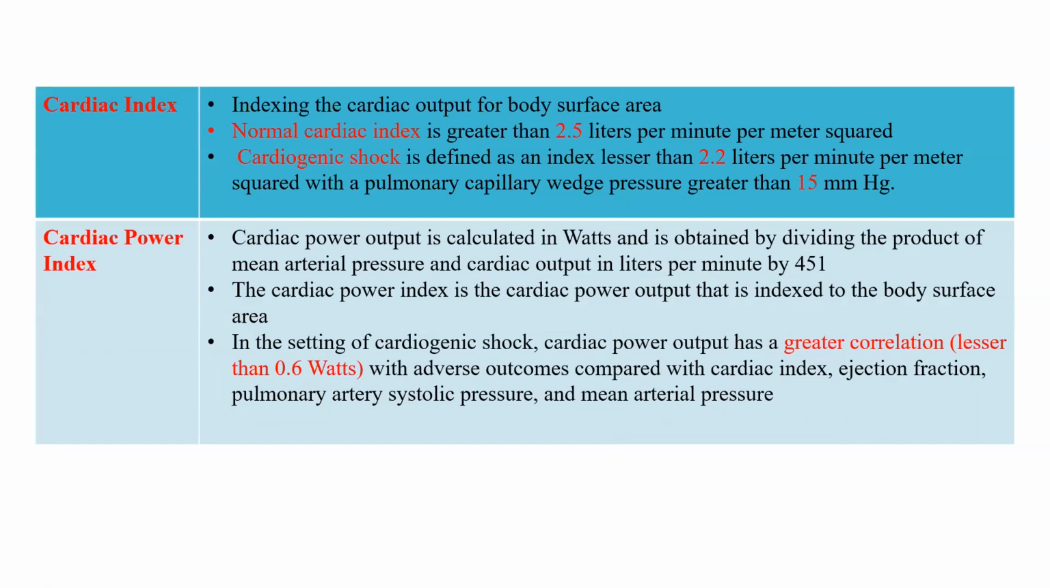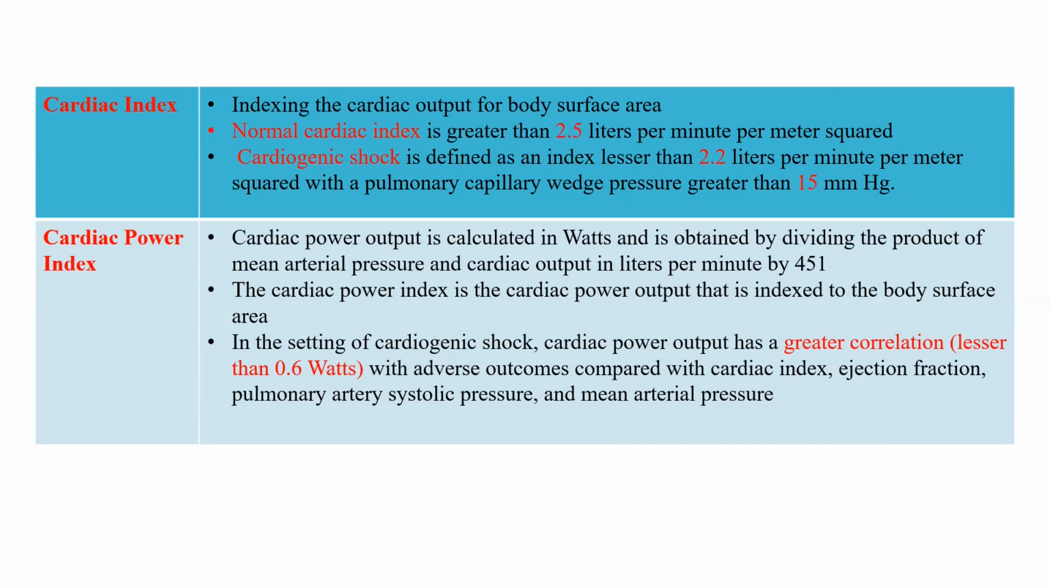Cardiac index, we index the cardiac output for the body surface area, and normally it's above 2.5 liters per minute, and cardiogenic shock is defined as cardiac index less than 2.2 liters per minute per square meter, and pulmonary capillary wedge pressure should be elevated more than 15 millimeters of mercury.